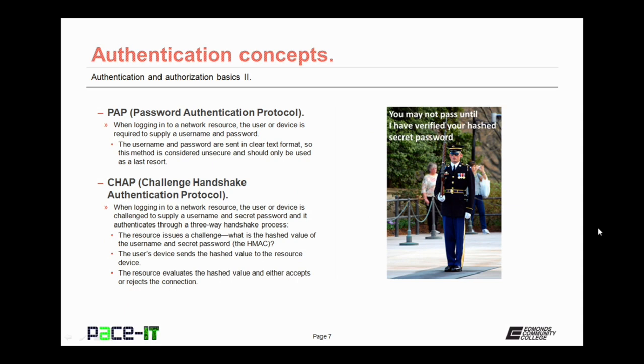PAP, or Password Authentication Protocol, is a basic form of authentication. When logging into a network resource, the user or device is required to supply a username and password. The username and password are sent in clear text format, so this method is considered unsecure and should only be used as a last resort. More secure than PAP is CHAP, that's Challenge Handshake Authentication Protocol. When logging into a network resource, the user or device is challenged to supply a user and secret password, and it authenticates through a three-way handshake process.